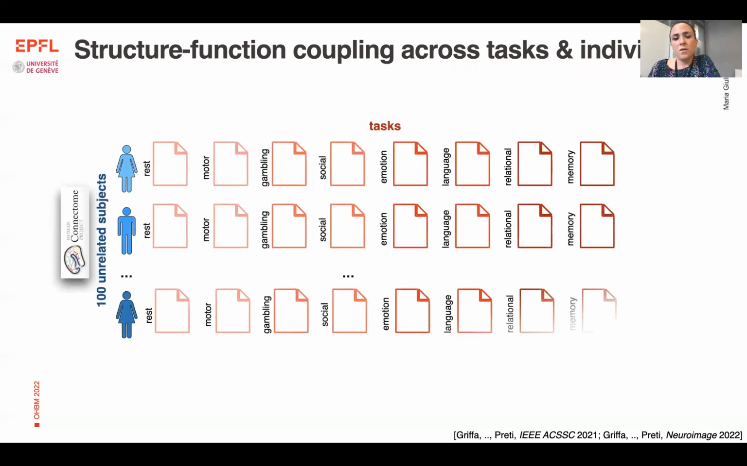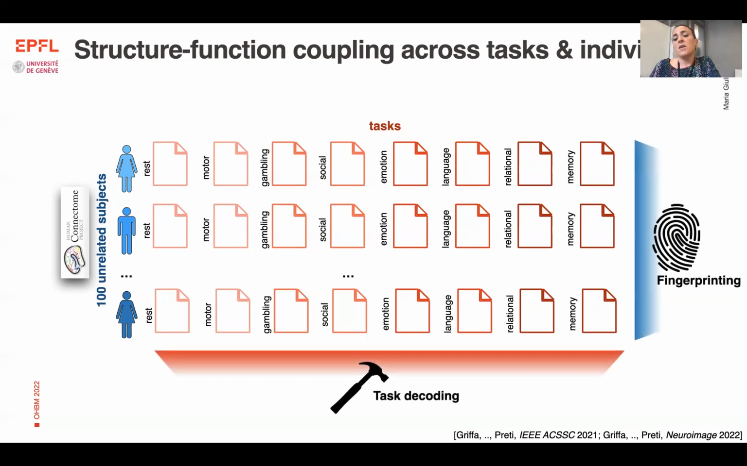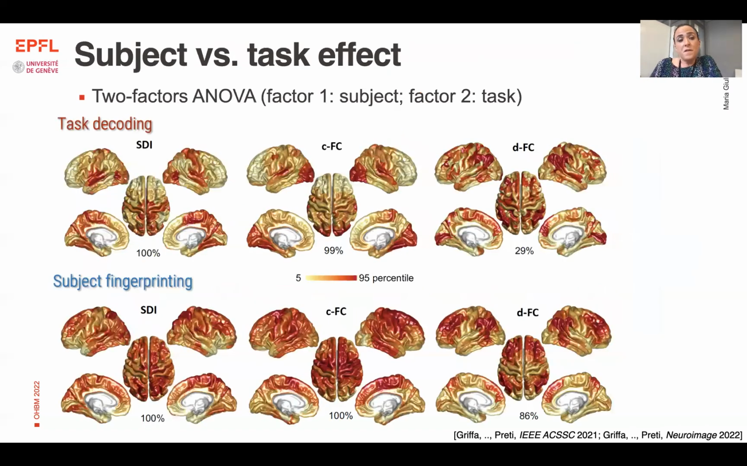And so to investigate these two different questions, we actually computed a structure function coupling also on 7 tasks for the same cohort of 100 HCP subjects. And we performed classifications to see if we can correctly classify tasks, so for task decoding, and if we can differentiate subjects, so for fingerprinting. So first, we can see that the brain patterns that are related to subject and task effects that we can retrieve with a 2-factor ANOVA, where one factor is subject and the second factor is task, they're different.